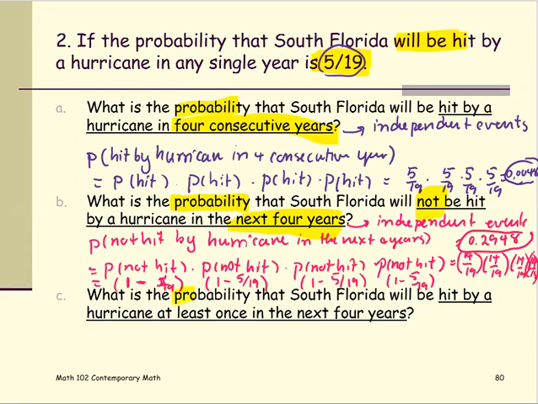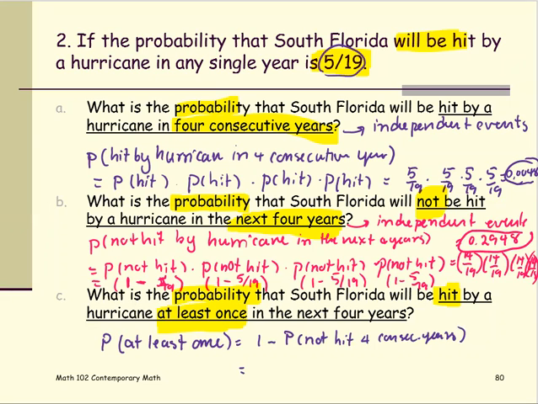The last one, we're going to find the probability that South Florida will be hit by a hurricane at least once in the next 4 years. At least one. This tells us that we're going to set up the probability of at least once as 1 minus the probability of not being hit in 4 consecutive years. And from part A, the probability of being hit in 4 consecutive years, whereas part B is the probability of not being hit in the next 4 years. So we're going to use the number from part B, subtract it from the number 1, which is 100%.